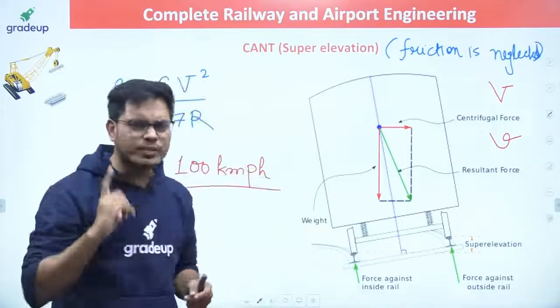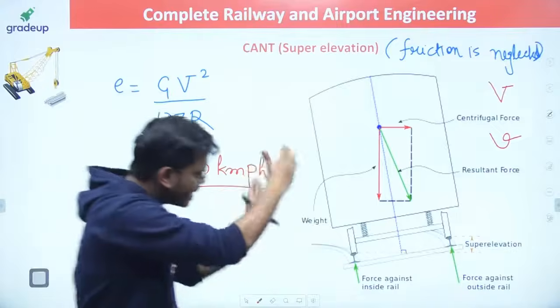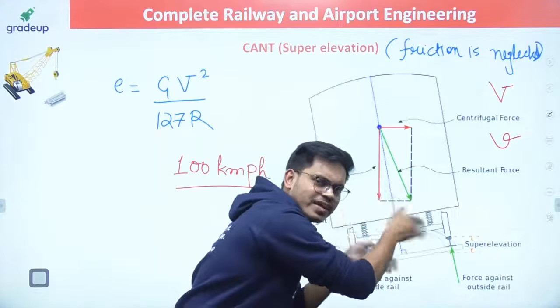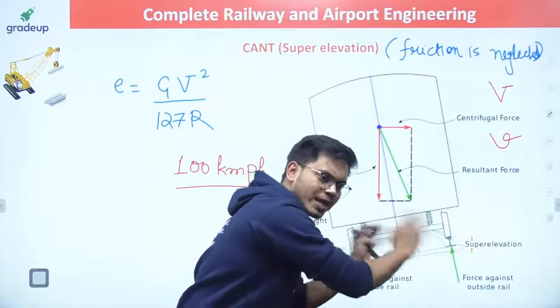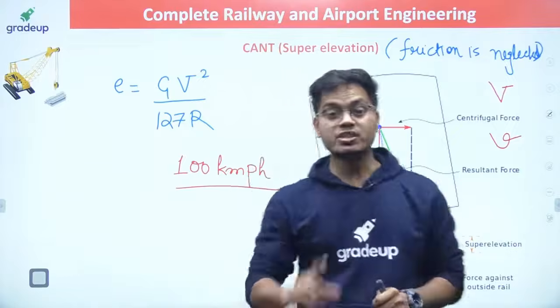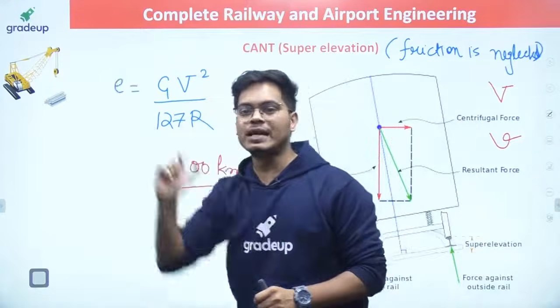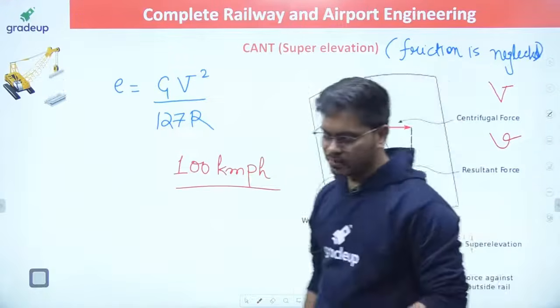Basically, what is equilibrium condition? Both the rails are having the same stress. That condition is known as the equilibrium condition, and the CANT at that time is known as the equilibrium CANT.